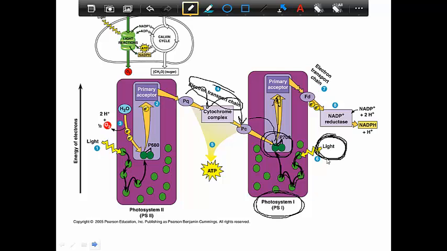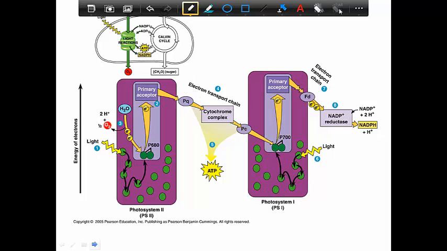But the light that came in could energize it back up to a higher energy level. So now we've got a high energy electron again, and guess what happens to it? We have another electron transport chain. So that energy can be used to do something. In this case, instead of using the energy to make ATP, we can use the energy to make NADPH. Remember, that's the second molecule that we were making through the light reactions.